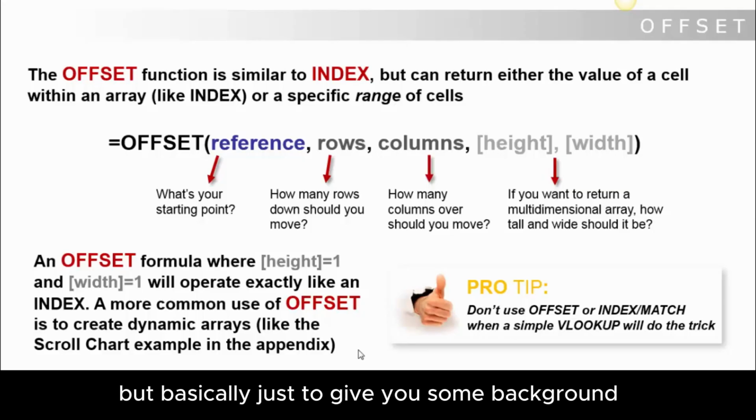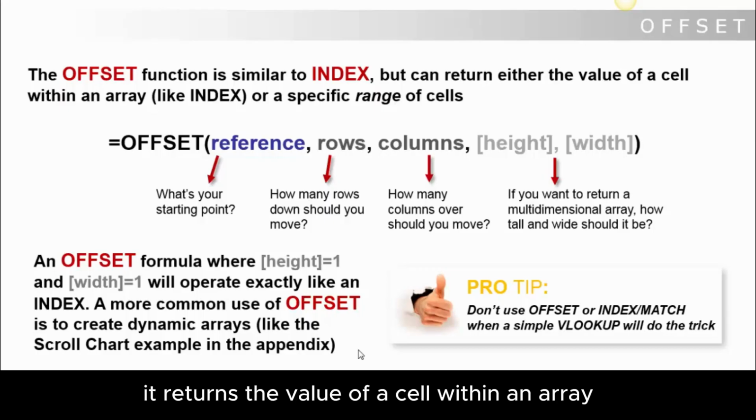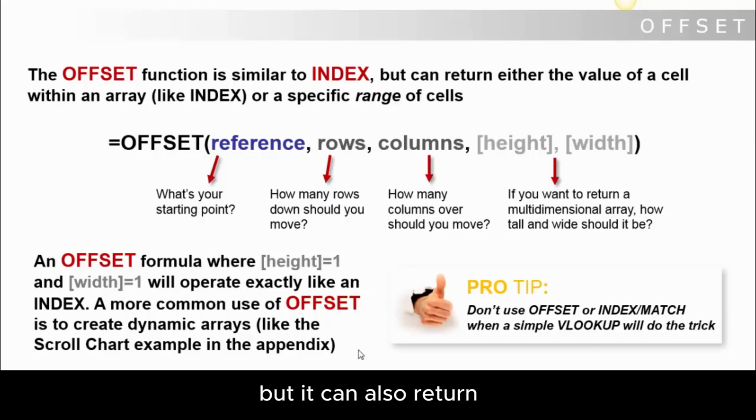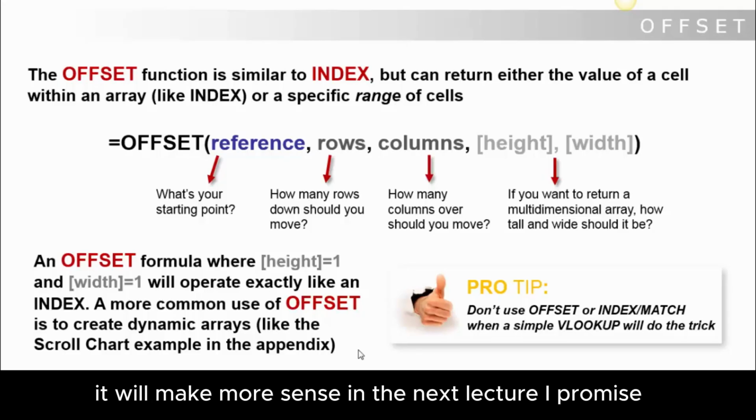But basically, just to give you some background, it's similar to index. It returns the value of a cell within an array, but it can also return a reference to a specific range of cells, which can be very useful when you want to create dynamic arrays. And I know that sounds kind of like gibberish. It will make more sense in the next lecture, I promise.